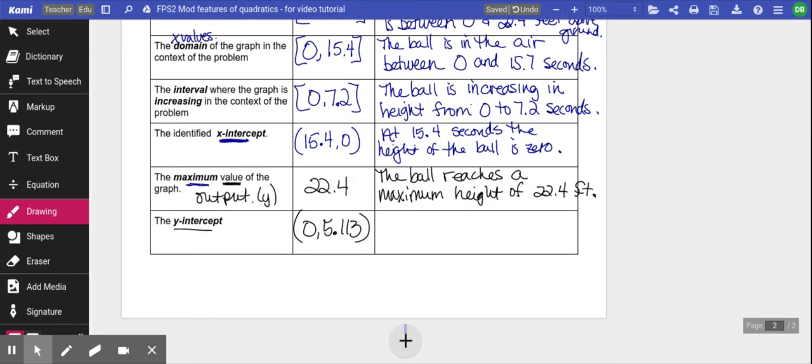All right, so if I'm putting that into words, at 0 seconds, the height is 5.113 feet. You could also say the initial height is 5.113 feet, or the height before the ball was thrown is 5.113 feet.